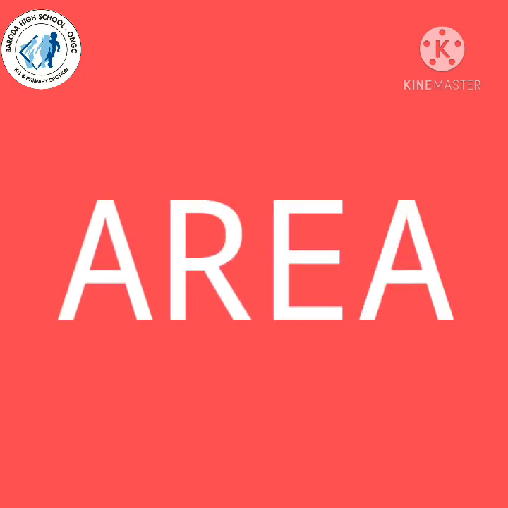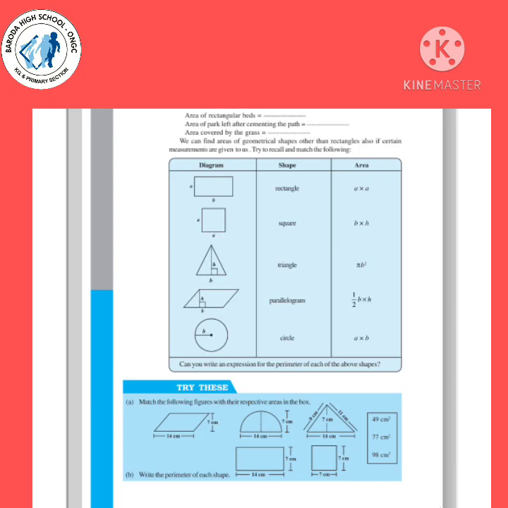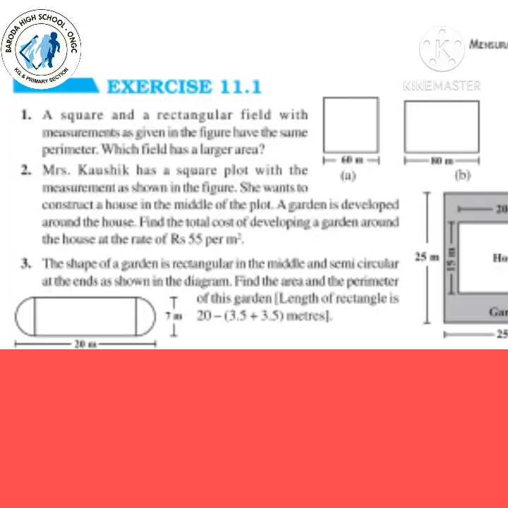Moving towards area, we have already learned certain formulas for the plane figures, plane shapes. Page number 170 is for your revision. Solve it yourself, children. Now, let us move towards exercise 11.1, which has only 5 sums. In the first sum, a square and a rectangular field with the measurements have the same perimeter, and we need to find out which field has a larger area.